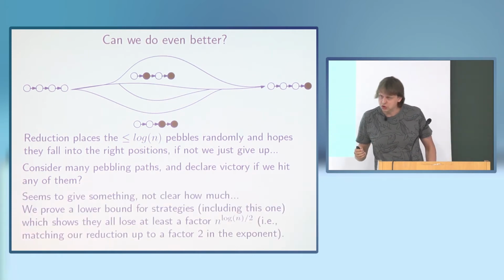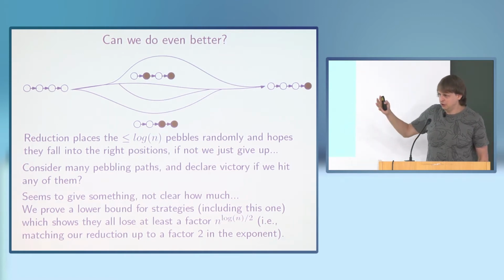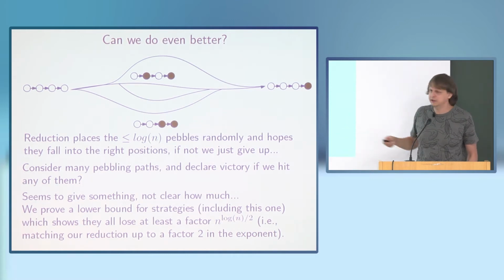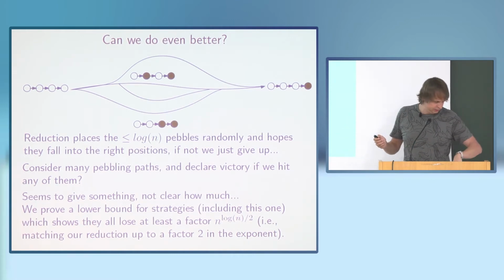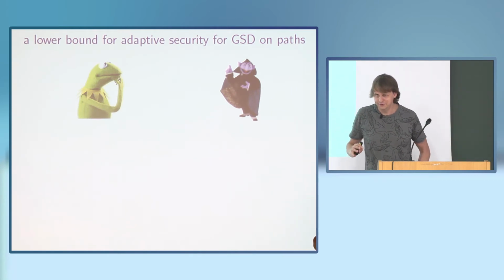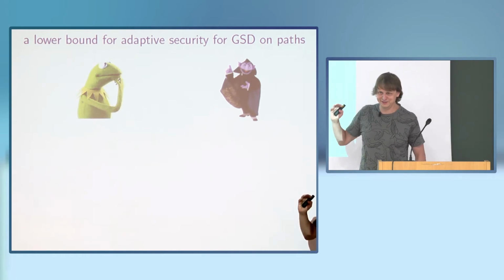But what I'm going to show you is that maybe you can do a bit better, but not much. In particular, all the types of reductions that I showed you so far will never give you anything better than n to the log n over 2, so a factor 2 in the exponent. So in the last 12 minutes or so, I'll show you how to prove this lower bound. Now I'm on lower bounds, it's more than 1/3 of the talk.